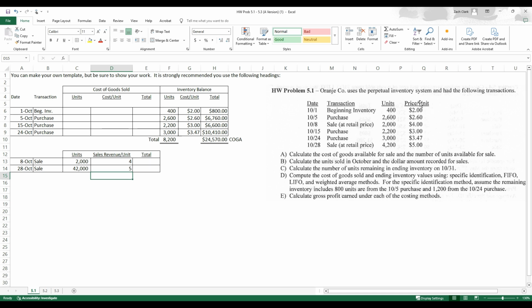And these are two kind of different things, so keep that in mind. These purchases, we're saying this is what we paid for it. These sales are saying this is what the customer paid for the product. So be aware of that.